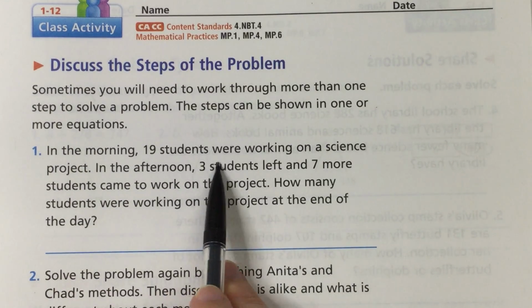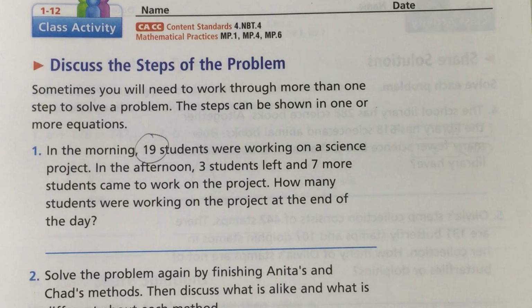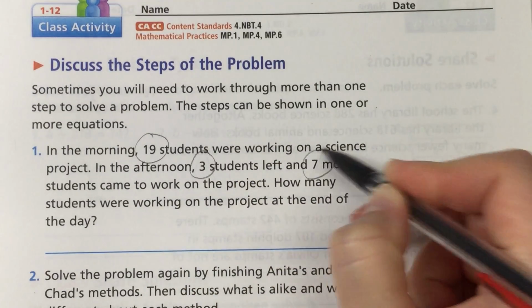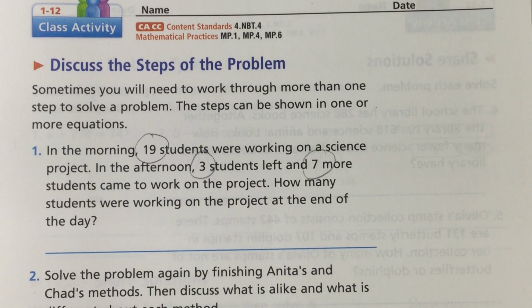In the morning, 19 students were working on a science project. In the afternoon, 3 students left and 7 more students came to work on the project. How many students were working on the project at the end of the day?